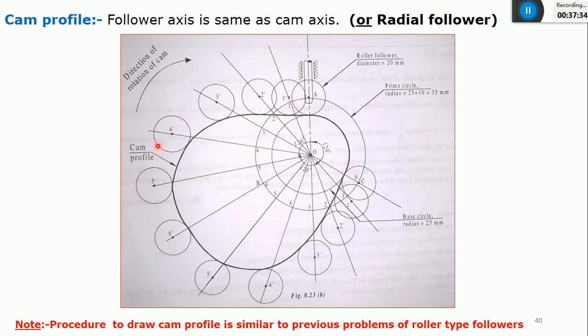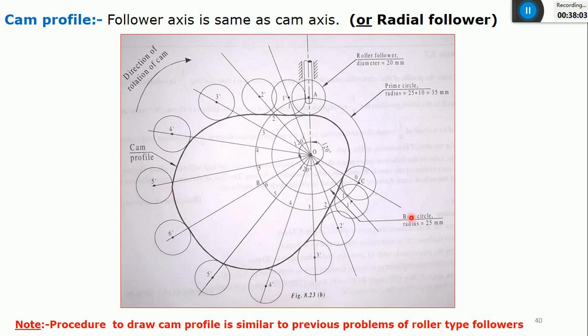After getting all these rollers, from the first roller, just start drawing a curve in such a way that it will be tangent to all the circles. It will be tangent to all the circles and end here, and you have started here. Again, just complete this cam profile around this base circle. Okay, so this will be your cam profile for the cycloidal motion.